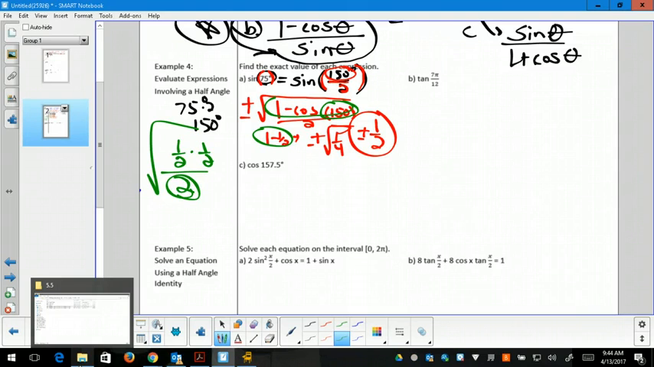So now you're going to look and say, well, I'm at 75 degrees, right? So that's plus or minus 1/2. I'm at sine of 75 degrees. Sine of 75 degrees is in quadrant 1. Since I know it's in quadrant 1, I know the answer has to be positive, so it's going to be positive 1/2.